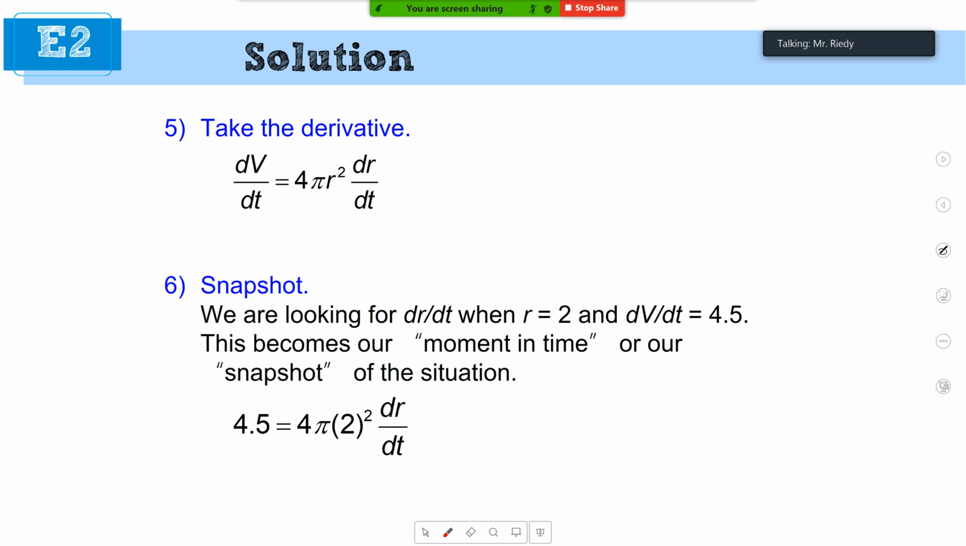You pick up your handy-dandy calculators. I would do that instead of trying to solve that by hand. 4.5 divided by parentheses, 4 times pi times 4. Or if you're feeling saucy, 16 pi, close parentheses. Make sure you put it in parentheses. Not 4.5 divided by 16 pi, because it will give you a wonky answer.